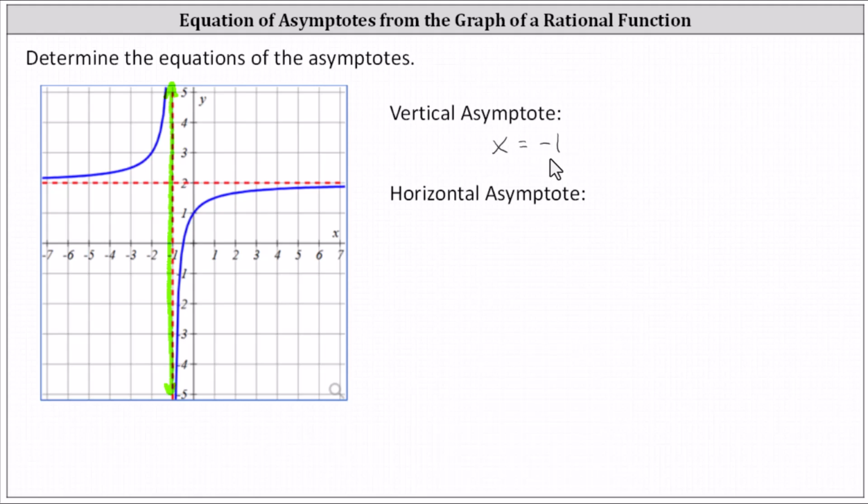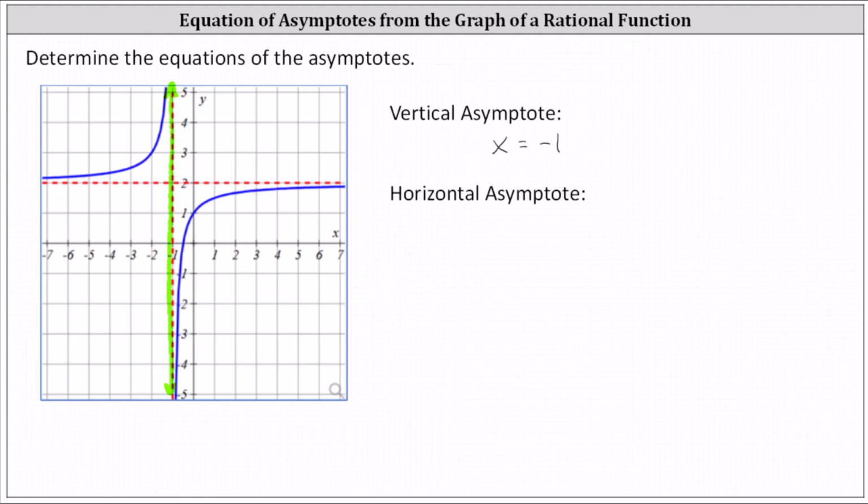Also notice, as the graph approaches x equals -1 from the right, or as x approaches -1 from the right, the y values or function values decrease without bound and approach -infinity. And as the graph approaches x equals -1 from the left, or as x approaches -1 from the left, notice that y values increase without bound, and f of x approaches infinity.